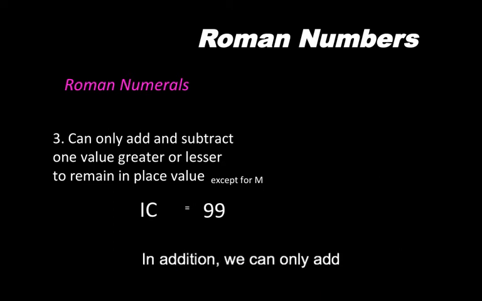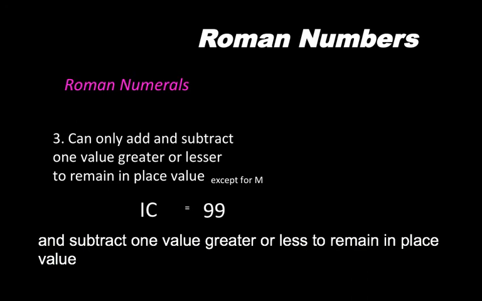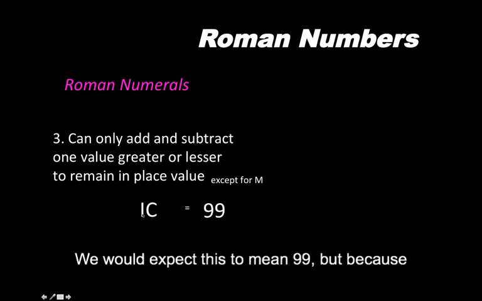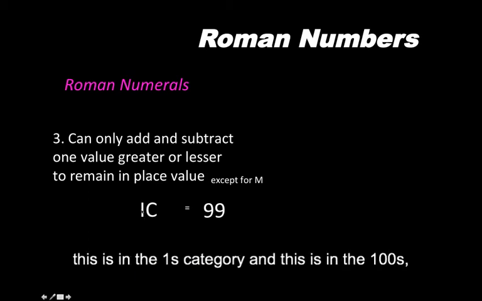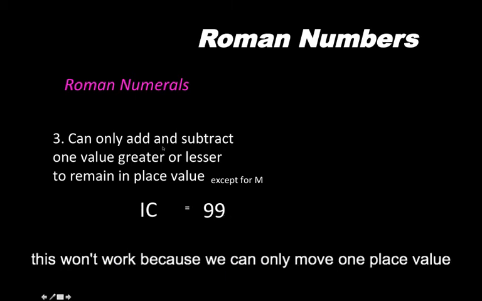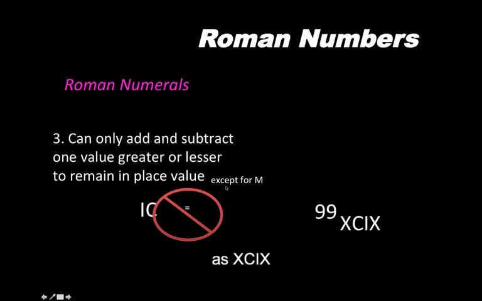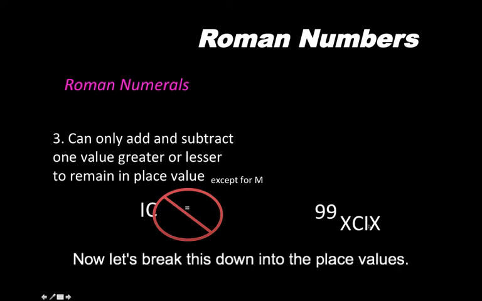In addition, we can only add and subtract one value greater or less to remain in place value. Because 1 is a whole separate place value away from C, we would expect this to mean 99. But because this is in the ones category and this is in the hundreds, this won't work because we can only move one place value. So instead, we're going to represent 99 as XCIX.